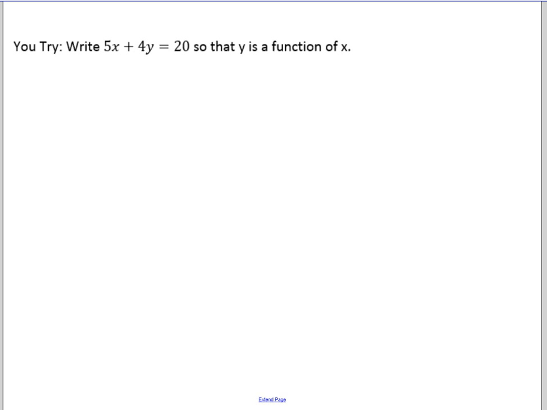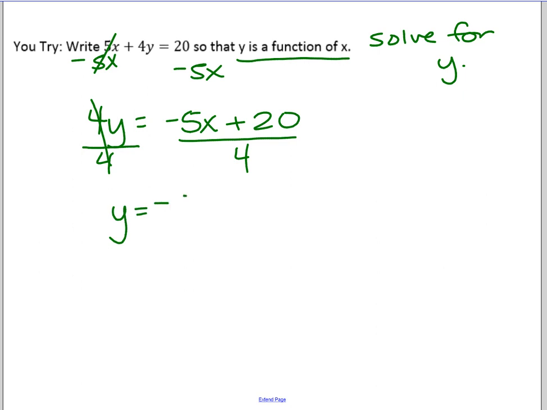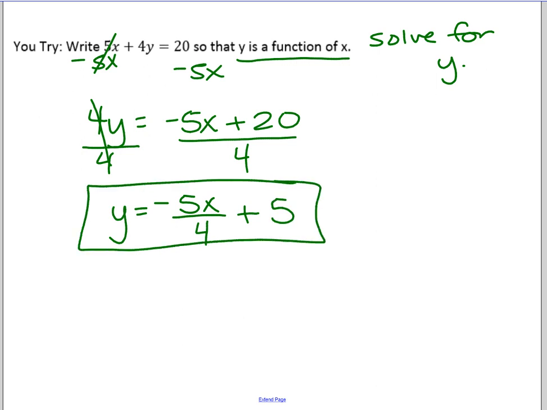All right, guys, so hopefully you went through this one. We want to write y as a function of x. In other words, we want to solve for y, right? So to get y by itself, hopefully you subtracted 5x from both sides, and you got 4y is equal to negative 5x plus 20. And then I'm going to divide both sides by 4, and I have y is equal to, breaking this up, negative 5x over 4 plus 20 over 4, which reduces to 5. So that should have been your final answer, right?